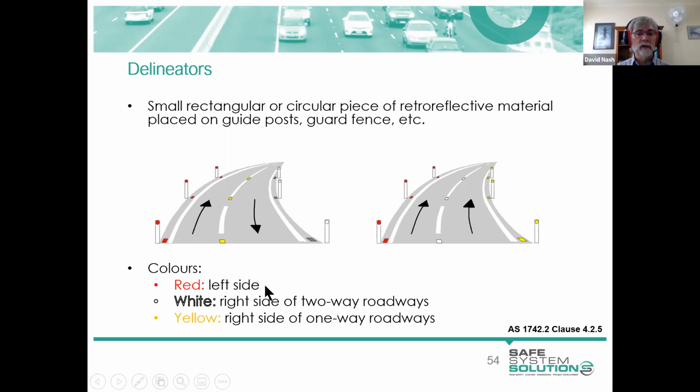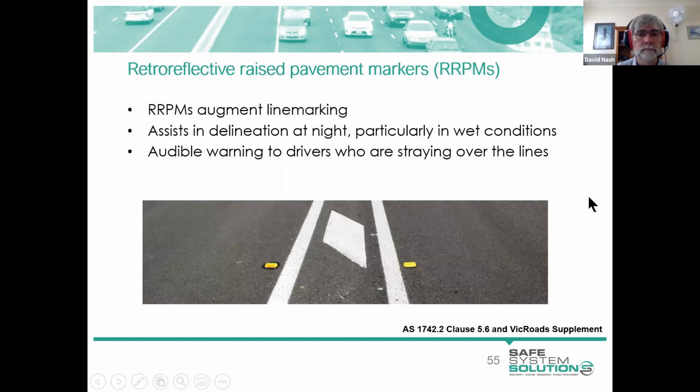They should be red on the left-hand side of the road and white on the right-hand side of a two-way road and yellow on the right-hand side of a one-way roadway. So this is your roadway, and if it's a two-way road, these ones are white. If it's a one-way roadway, then the ones on the right-hand side are yellow. And we'll talk about the RRPMs in a few slides' time.